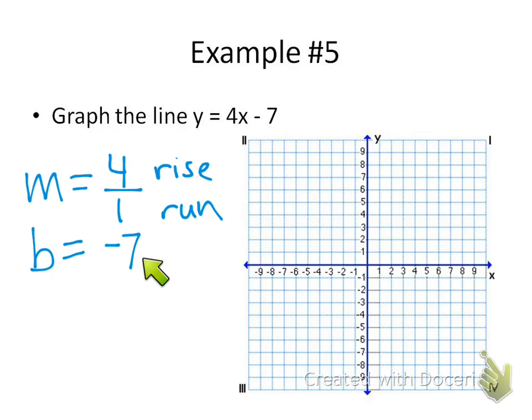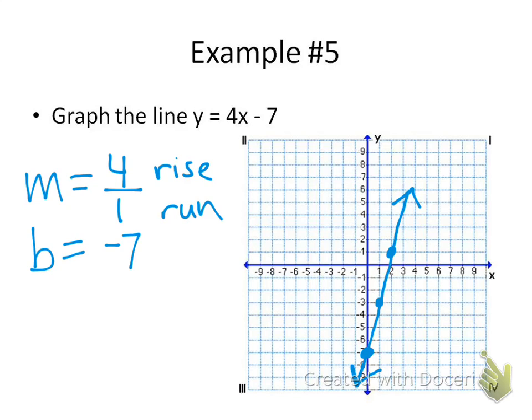Now, we always start at the y-intercept. So I'm going to go down on my y-axis to -7, I'm going to put a point. From that point, I rise 4, I run 1. So go up 4, run 1, you end up right here. Up 4 again, over 1. Once you have 2 or 3 points, go ahead and connect it with something super straight. A lot of students like to use the side of their IDs. And that's it. Any questions?